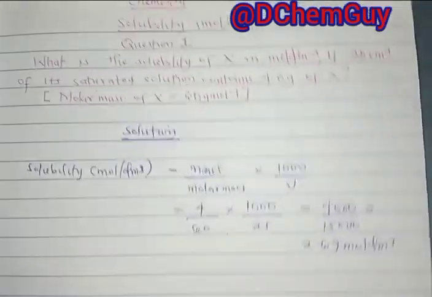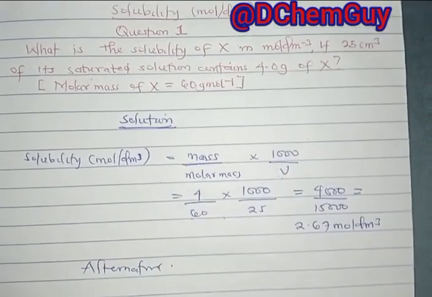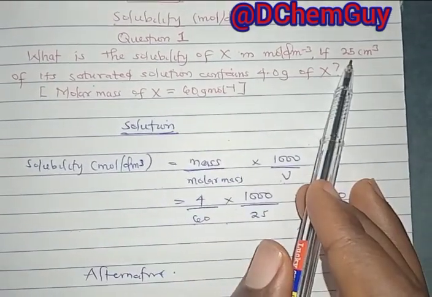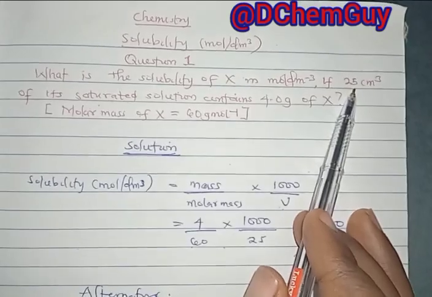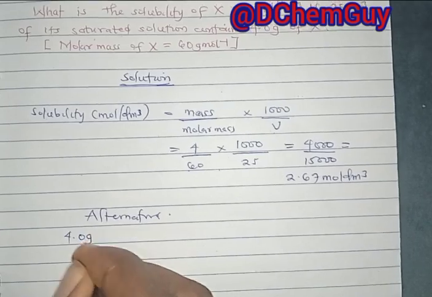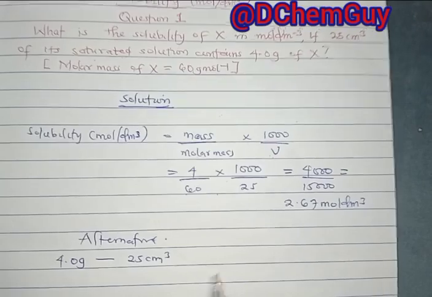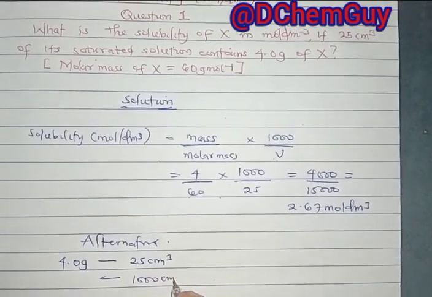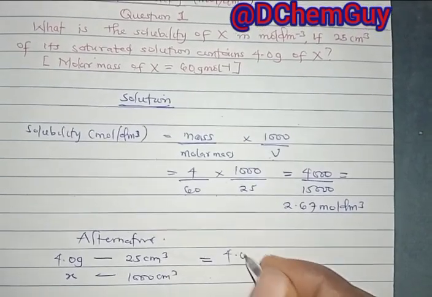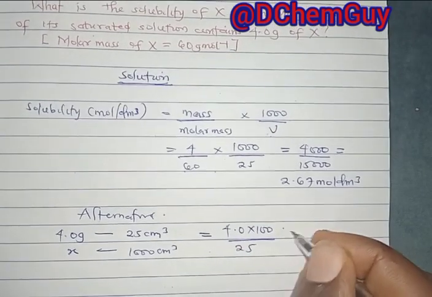Another way you can also solve this problem alternatively is to take this back to 1000 centimeter cube. The volume given here, they said, okay, for instance, we are given 4.0 gram dissolved in 25 centimeter cube. So if you now have 1000 cm cube, how many grams are you going to get? You're going to cross multiply. That will be 4.0 times 1000 divided by 25 equals X.